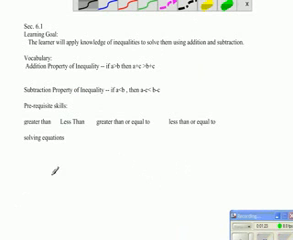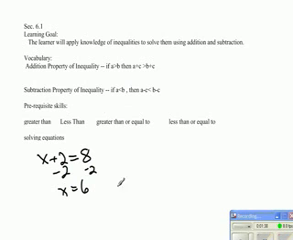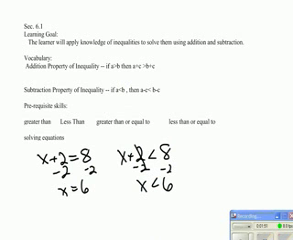The subtraction property of inequality is very similar. Again, the property of equality we had before would have been something like x plus 2 equals 8. You would have subtracted 2 on both sides and got x equals 6. This is the same thing except that it's a less than sign or a greater than sign, so they're not equal. So I would have had something like x plus 2 is less than 8. And I could subtract 2 from both sides, and I would get x is less than 6.